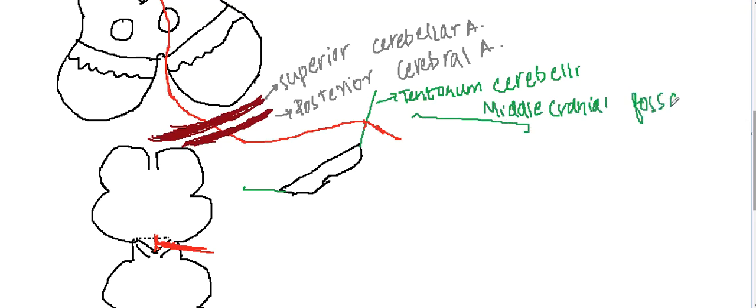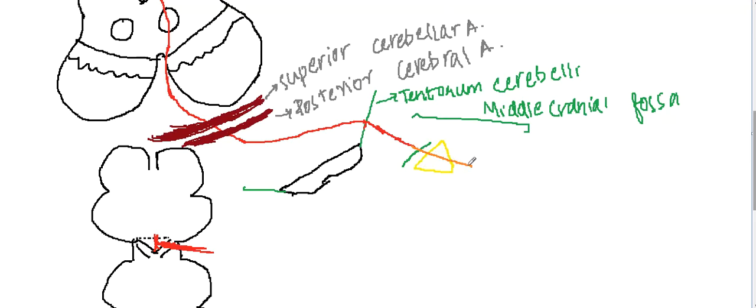Now from the middle cranial fossa, it will again pierce the dura and enter the oculomotor triangle, which is lying between the free margins of the tentorium cerebelli in the roof of the cavernous sinus. Now it will pierce one more dura in the middle cranial fossa itself and enter a triangle which is called the oculomotor triangle. Okay, I'll name it later.